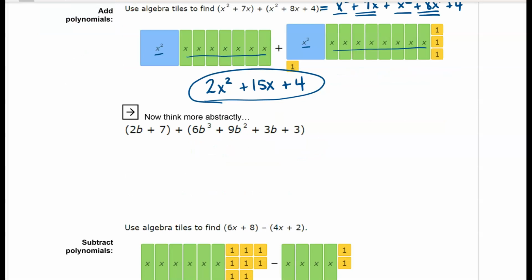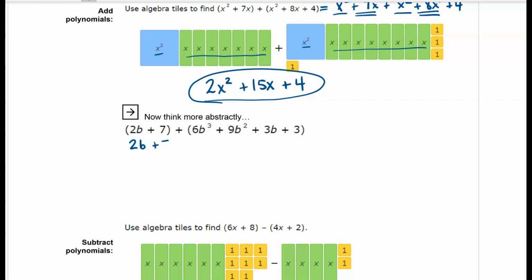Now let's think more abstractly, which means we're not going to model the polynomials that we have below. When our powers get bigger than a square, then it's much harder to model them because instead of having 2 dimensions, which is on a flat surface, we would have to have 3 dimensions for this 6b to the 3rd power. And if our power gets bigger than that, we really can't visualize more than 3 dimensions. So that's why we need to use the algebraic process from our prior example to figure out how to combine these like terms. My first polynomial is 2b plus 7.